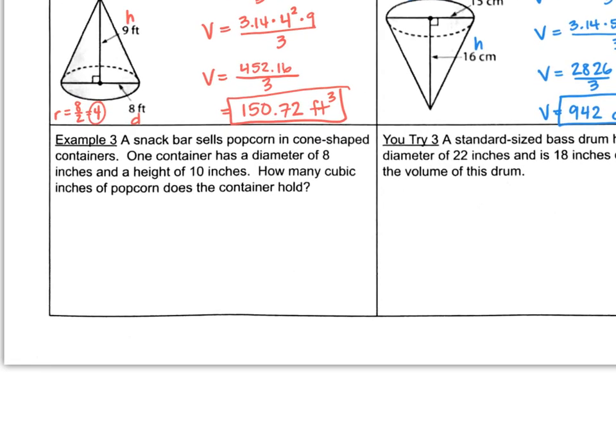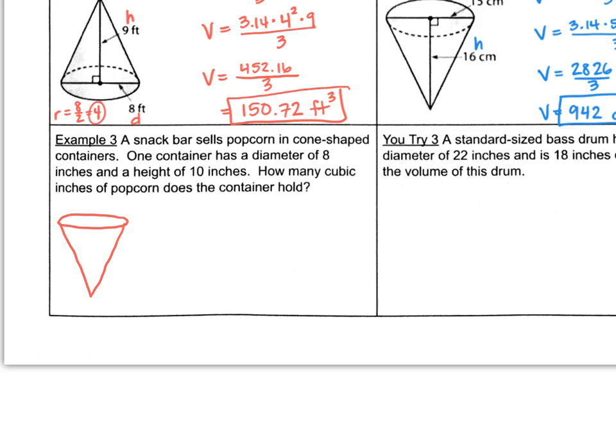Snack bar sells popcorn in cone-shaped containers. One container has a diameter of 8 inches and a height of 10 inches. How many cubic inches of popcorn does the container hold? So I'm going to attempt to draw what this might look like. So here's an opening of our popcorn container, and it's cone-shaped. So like this.